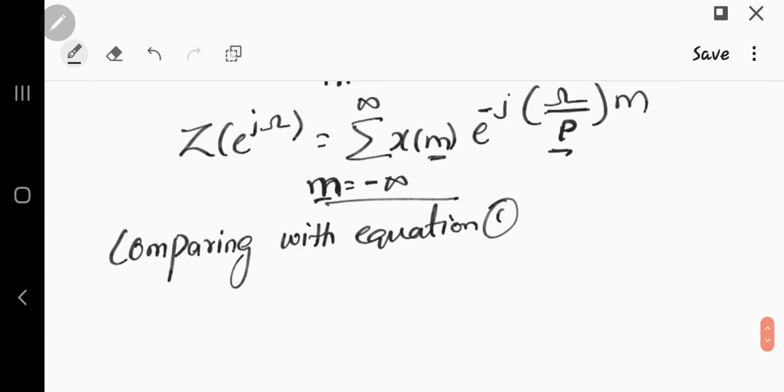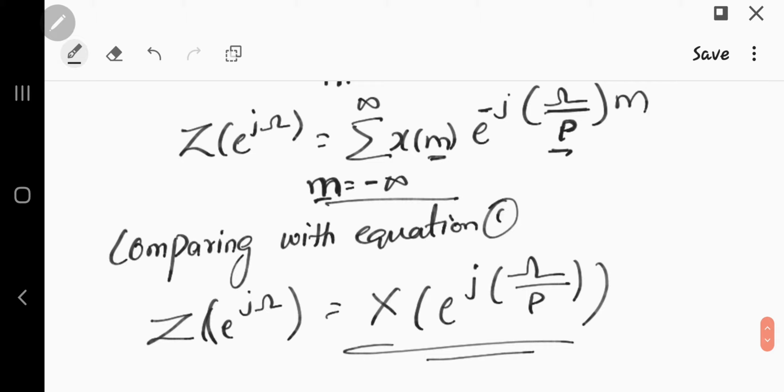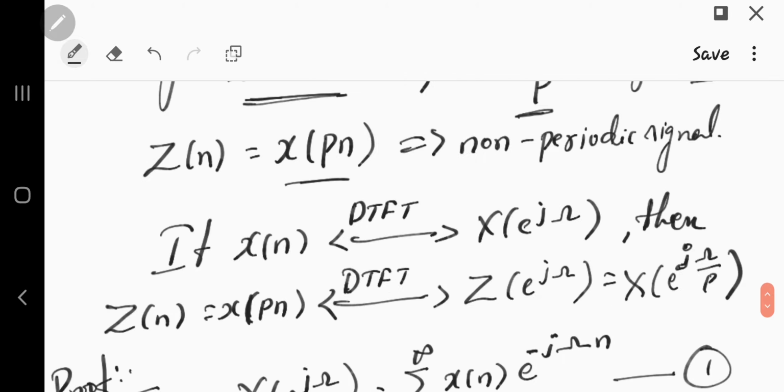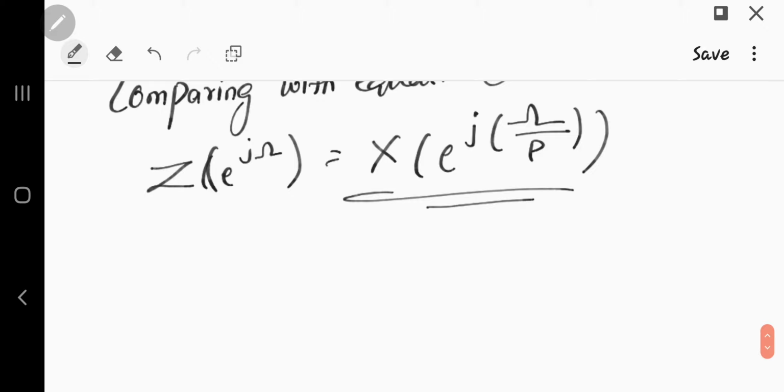That's why, when comparing this with equation 1, we can write this entire term as X of e power j omega by p. Now this is the proof for the scaling operation we were supposed to show. So if the scaled version of the signal undergoes the DTFT, that is, is transformed from the time domain to the frequency domain, then we will get X of e power j omega by p here.